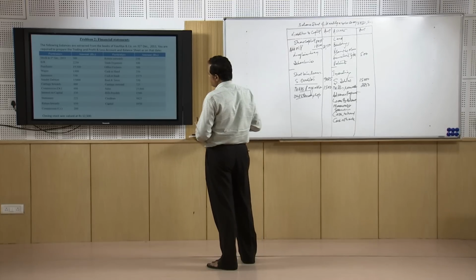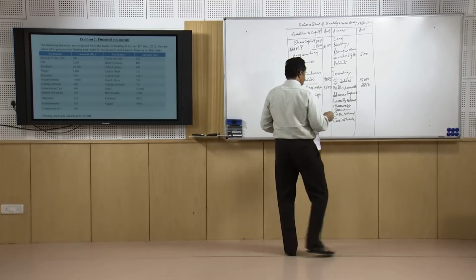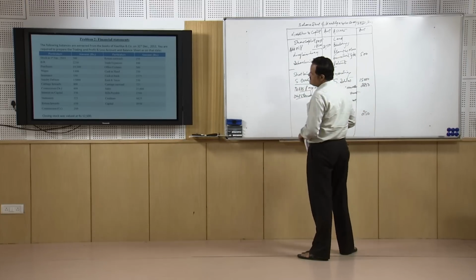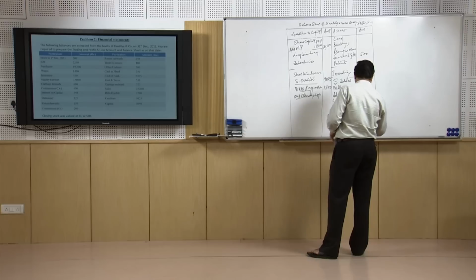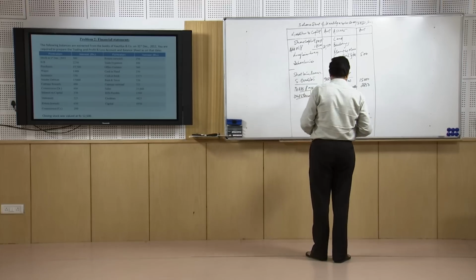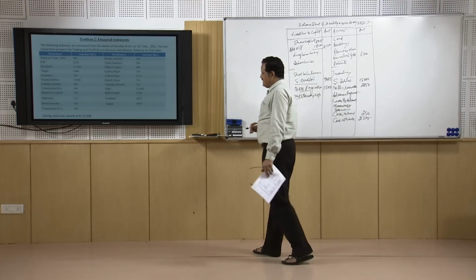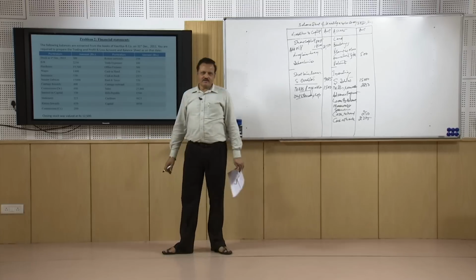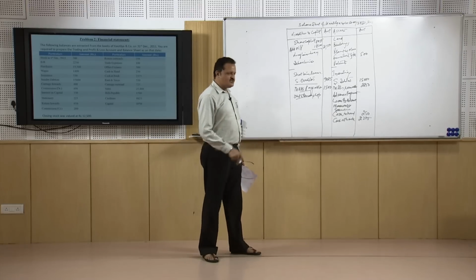So the cash in hand is 250, and 2375 is the cash at bank. And one more item which I have left out is the closing stock. Closing stock is also an asset.